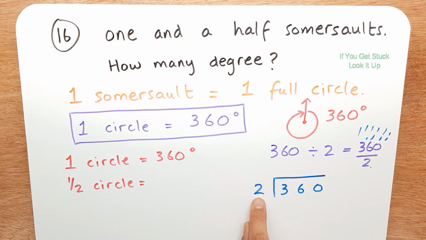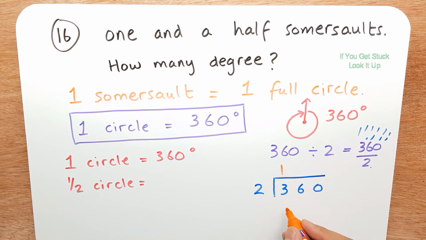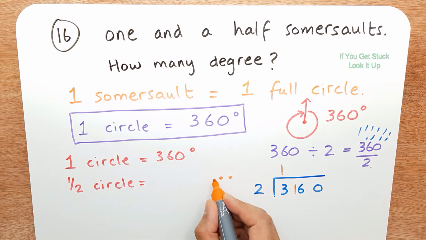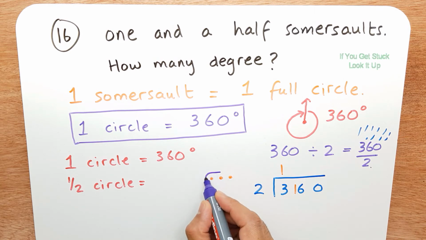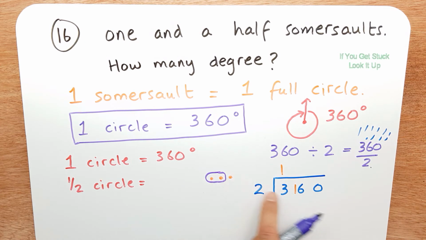Now the question I ask is, how many 2s are there in 3? There's 1, 2, and remainder 1. And the remainder goes over to the 6. And now the 6 becomes 16. So let me do this another way. So I have 1, 2, 3. How many groups of 2 can I get from 3? So if I put these in a group, I've got 1 and I have remainder 1. So this 1 goes at the top and this remainder goes to the next column.